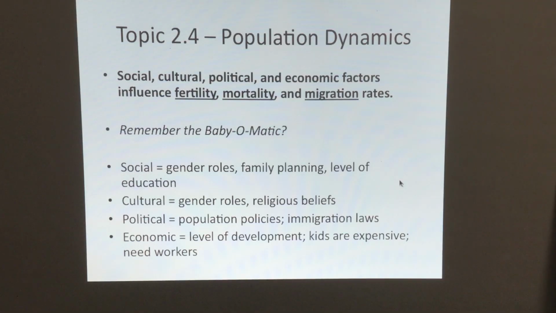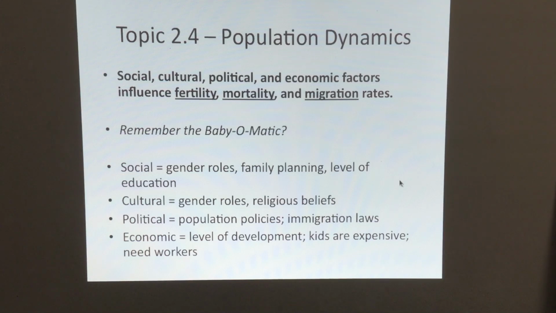So what kind of social factors can influence population? Well, gender roles. In the family, is the mom supposed to stay home and take care of family? Is that the expectation? Is there a presence of family planning? Do families actually figure out how many kids they want and they work around that? The level of education can also dictate, on average, the fertility rate in a country.